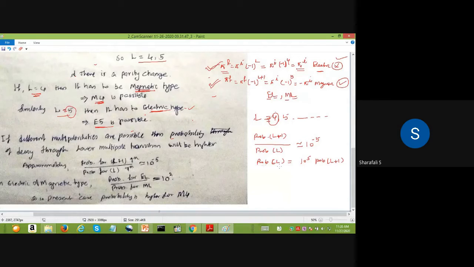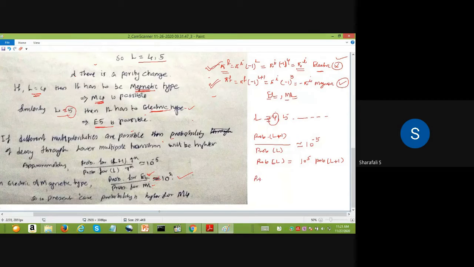Okay, so that is about the different cases when you are having different L values. Similarly, if you consider electric and magnetic probabilities, where both electric and magnetic transitions are possible, then the probability of electric transition to the probability of magnetic transition will give you almost 10 to the power 2, which means that electric probability is higher as compared to magnetic probability in the order of 10 raised to 2.